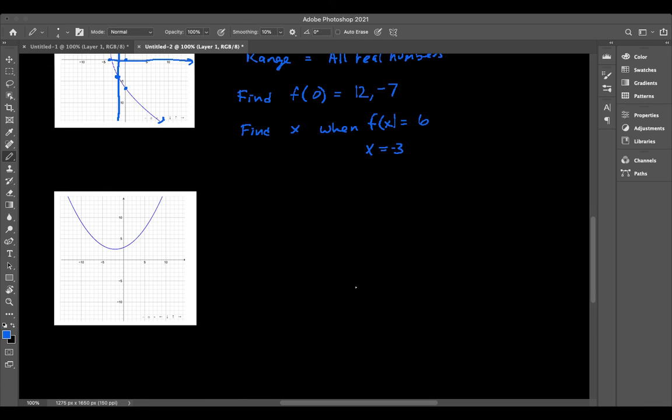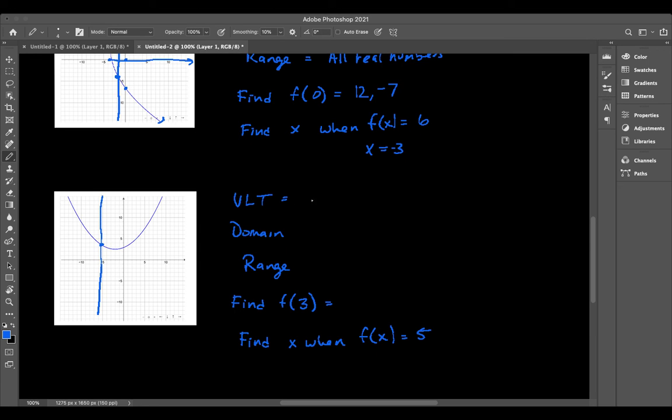All right, so let's try another one. So we have the vertical line test, we have domain and range. Okay, and then we have to find x when f of x is, let's do it when it's 5, again. Make it simple. All right, so vertical line test, so we make a line parallel to the y-axis right here, and it hits once. So that is a function.